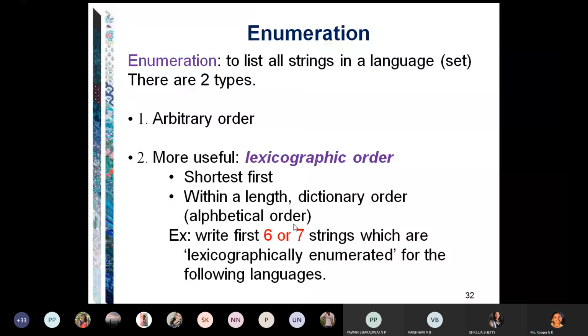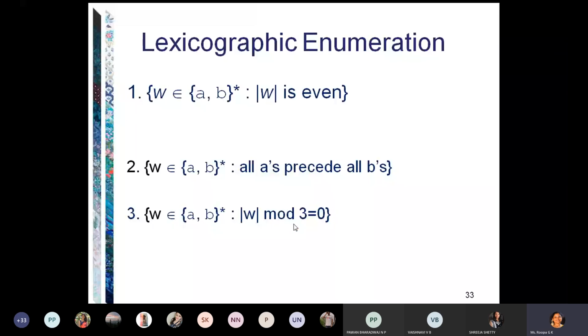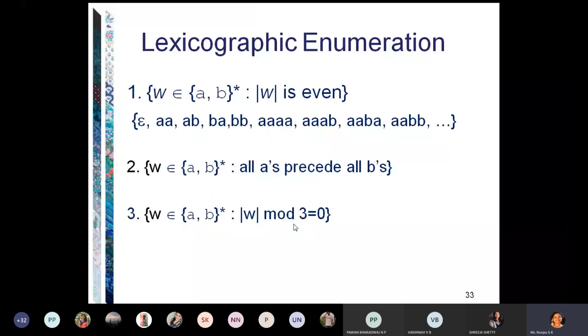Yes. First one. W belongs to {A, B} whole star, where length of W is even. Means string length 0 is considered even: 0, 2, 4, 6, like that. Now, strings having length 0, which is the first string? Epsilon. String length 0 is epsilon. Later, string length 2, in alphabetical order, as you were told in the previous explanation: AA, AB, BA, BB.